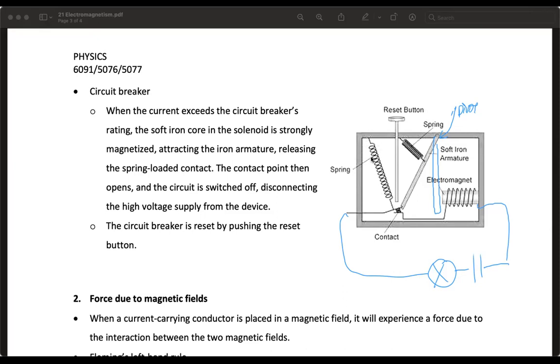Okay, I understand that the left spring pulls the contact away, but why would the left spring pull the contact away when the current is high? And then what does the right spring do? Yeah, look at this example, I also get a bit confused.